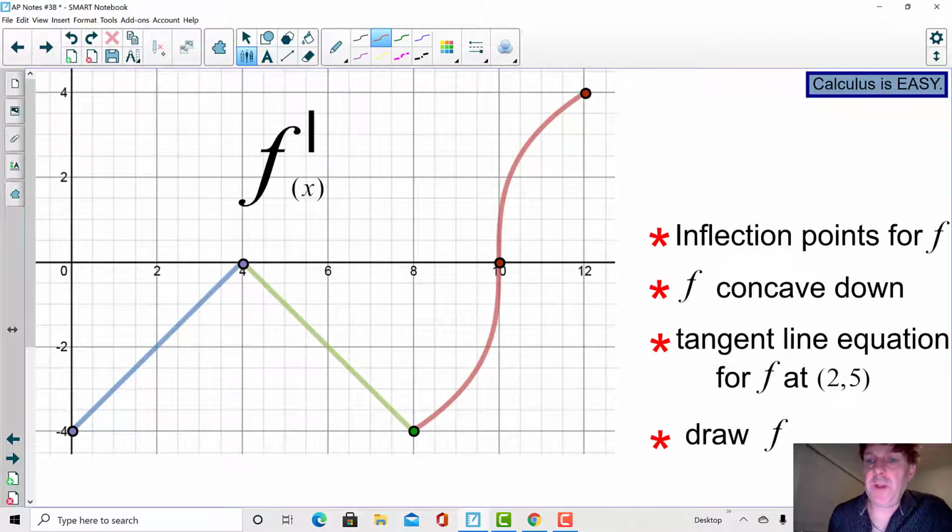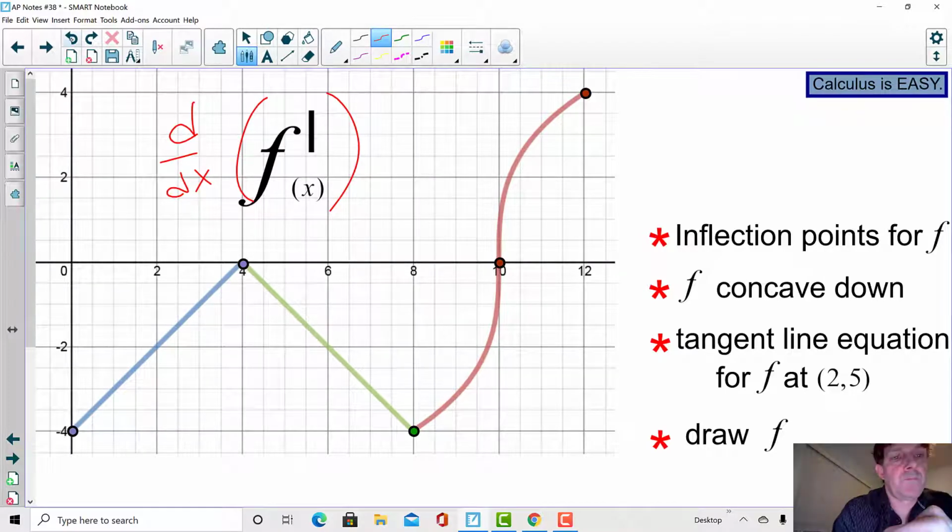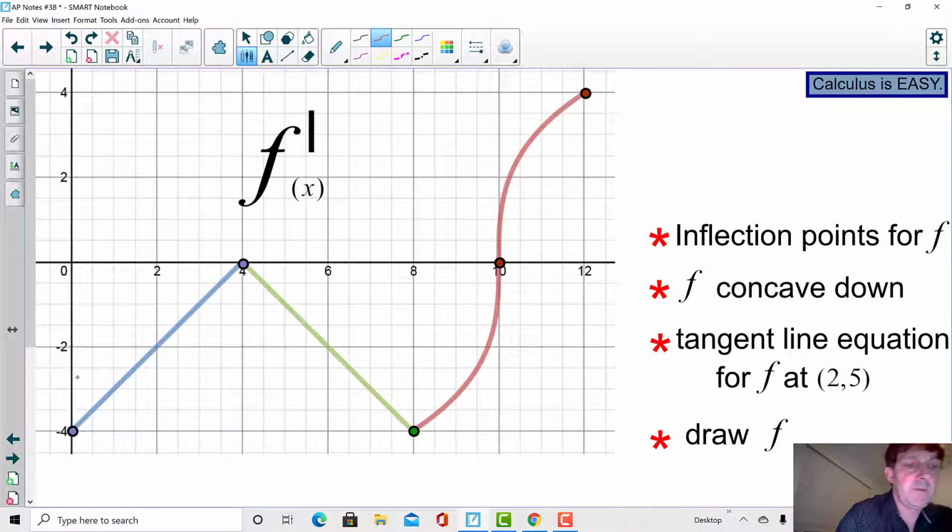Remember, if you're looking for inflection points, you're looking for the second derivative to change signs. In order to get the second derivative from the first derivative graph, you're going to have to take the derivative of f prime. The derivative of f prime will equal f double prime. Another word for derivative is slope, so we need the slope of f prime, and that's going to be f double prime. So the slope of f prime is going to be positive, then negative, then positive for the rest of the way.